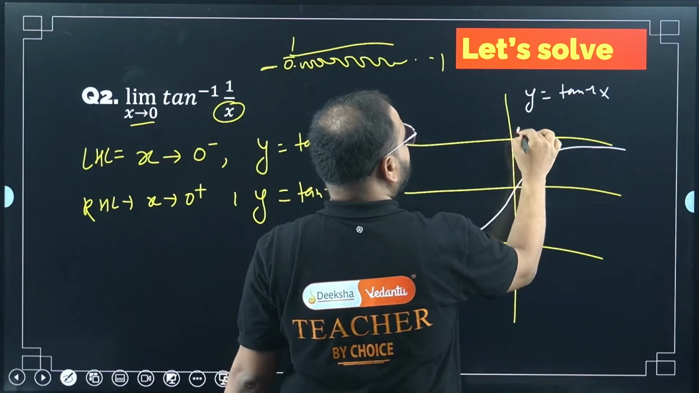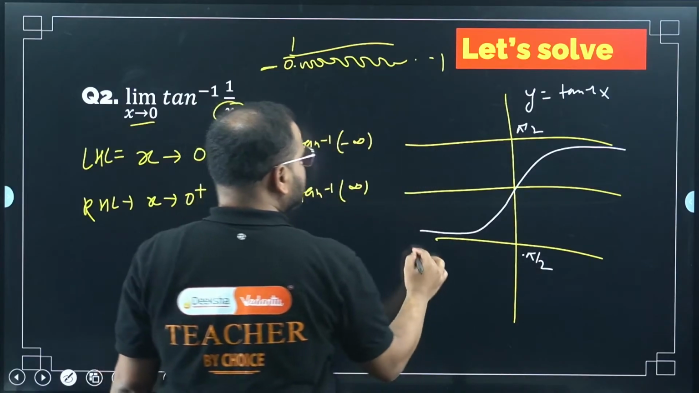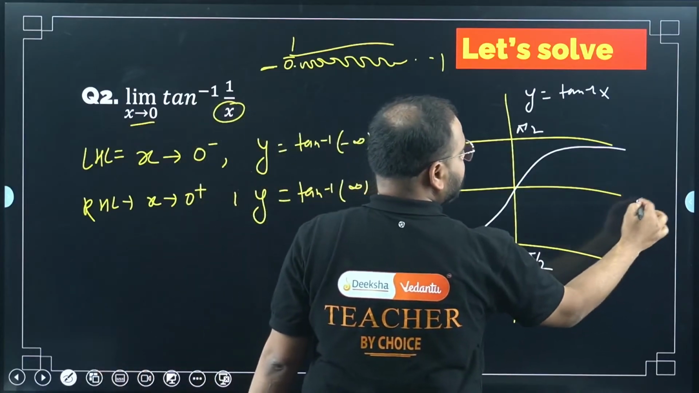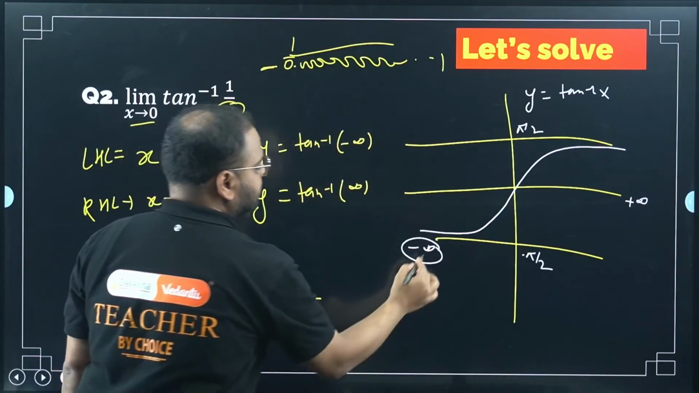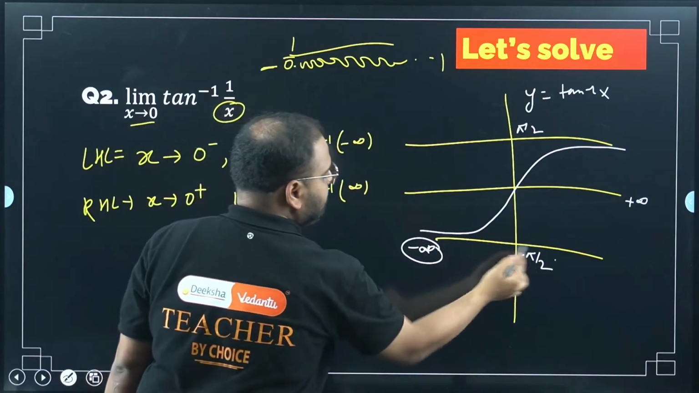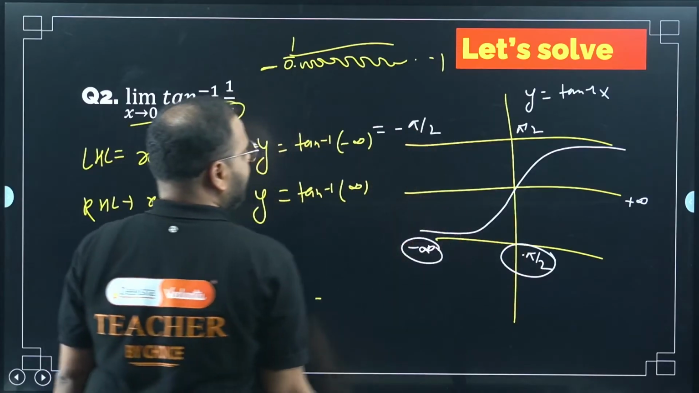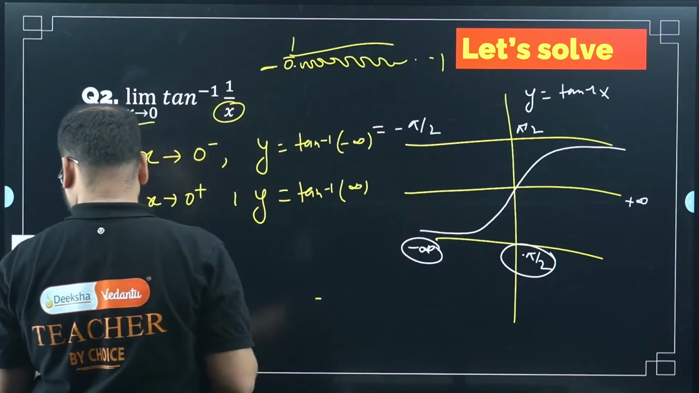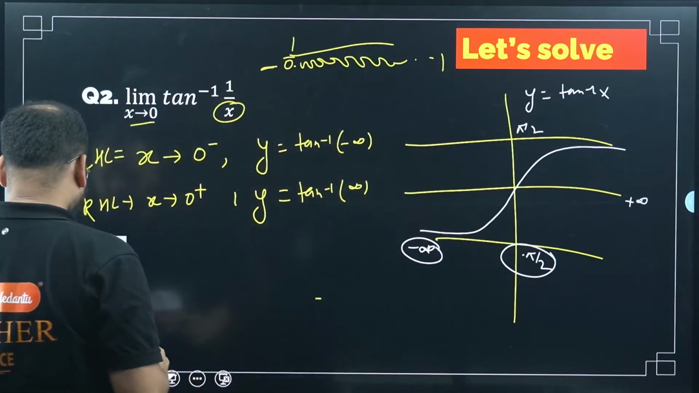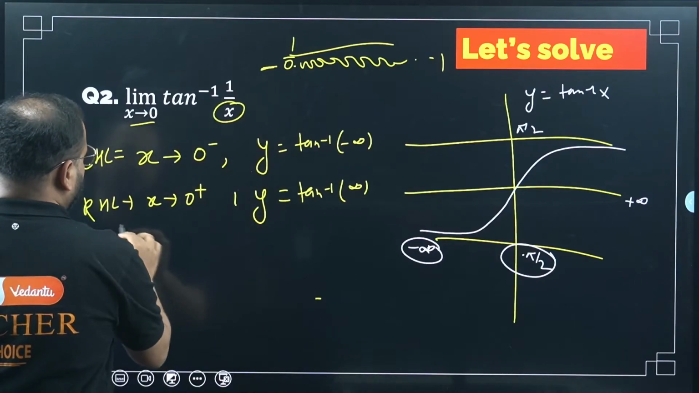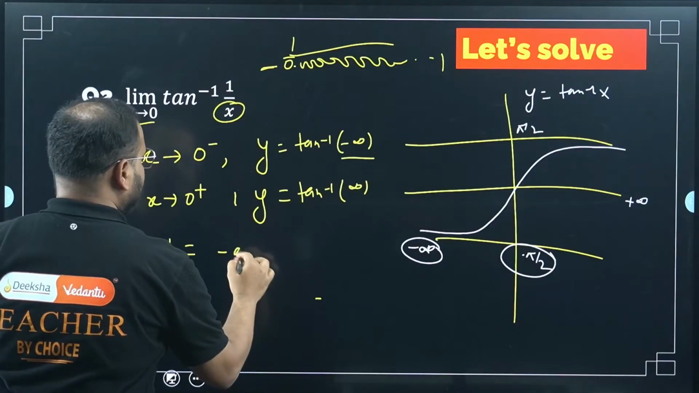What was this value? Pi by 2. This was minus pi by 2. The domain was negative infinity to positive infinity. Check here. At negative infinity, what is the value of y? Minus pi by 2. And at positive infinity, confusing, right? So let me write it here. I can simply write LHL from here as minus pi by 2.